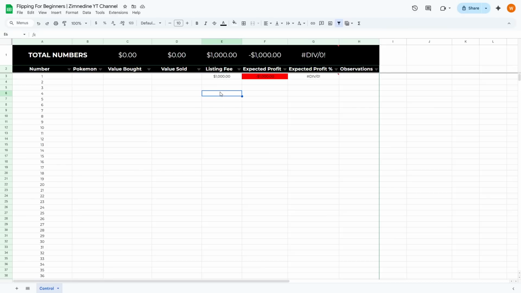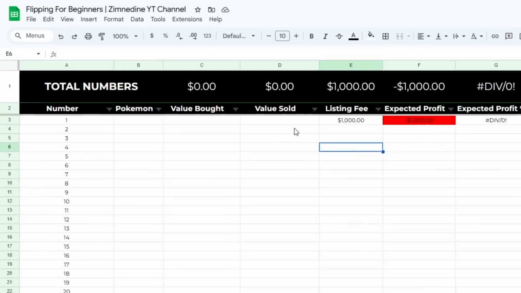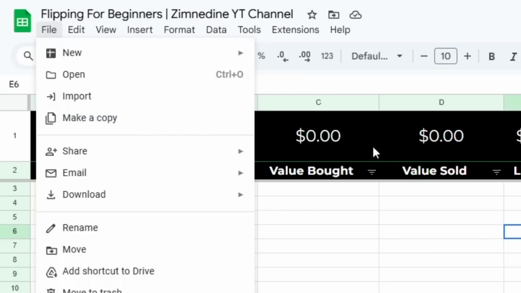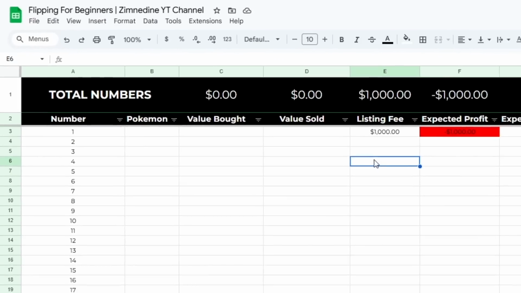If you go to the description, you'll find a link there which will send you to this Flipping for Beginners spreadsheet, and in order for you to be able to edit it, you come here to File, and then you click Make a Copy, and then you'll be able to change everything you want.